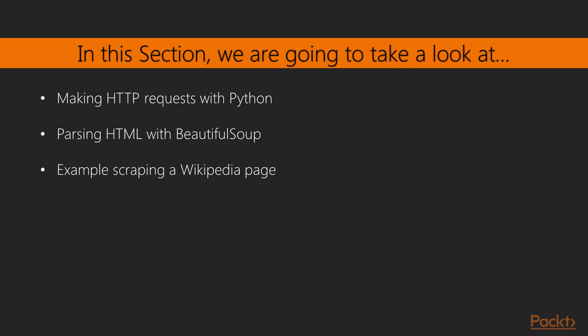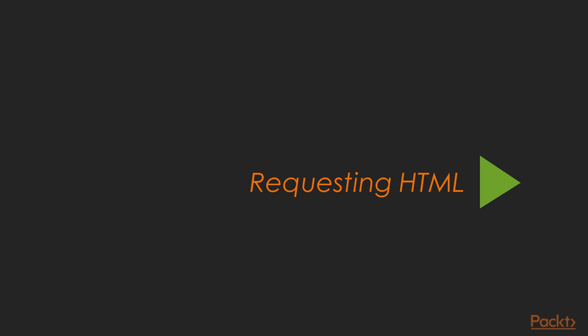First, we're going to look at some ways to make requests with Python to get the HTML we want to parse. Then we're going to delve into using BeautifulSoup to parse this HTML. Then we're going to do another example, scraping another website, and I'm going to walk you through my steps as we do that. Now on to the video, requesting HTML.